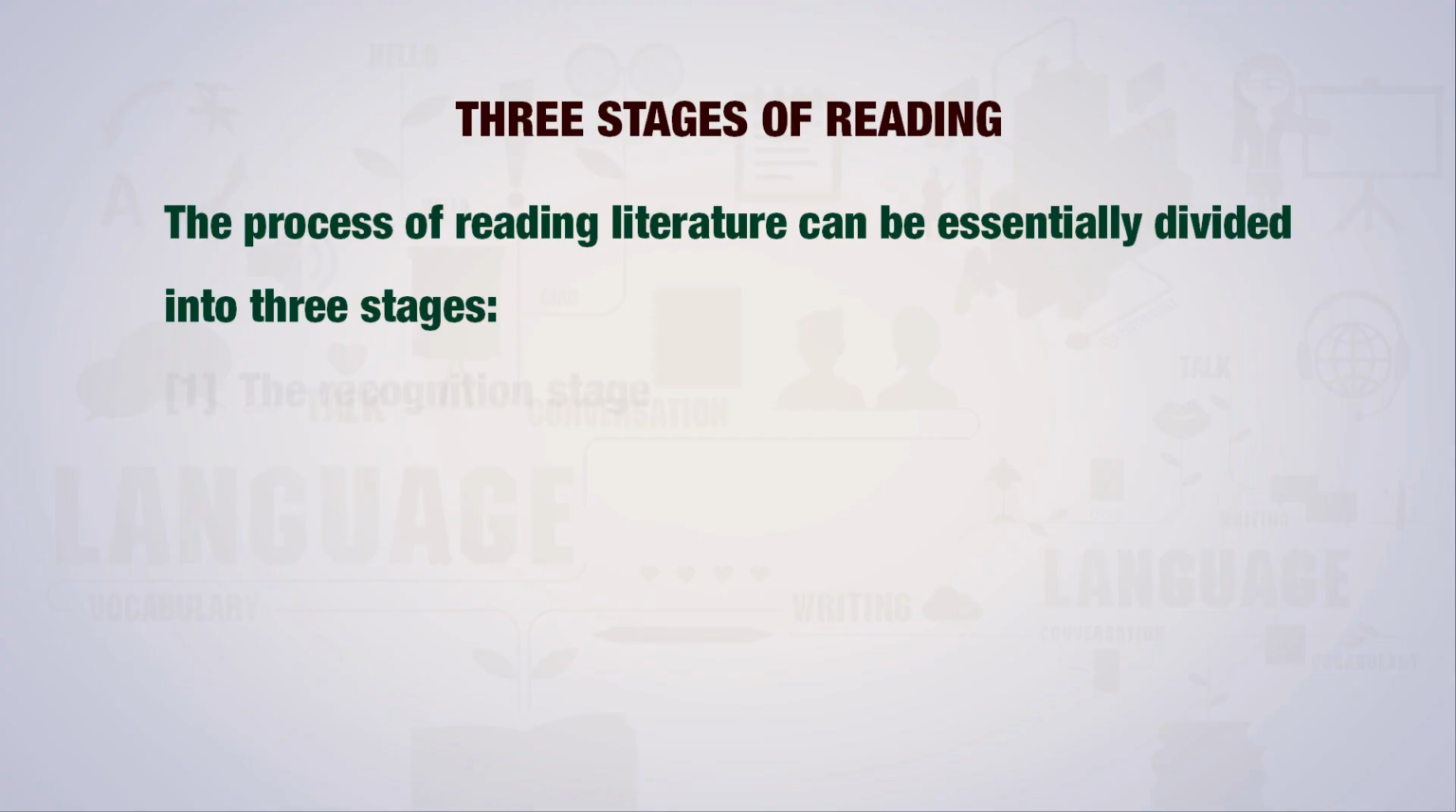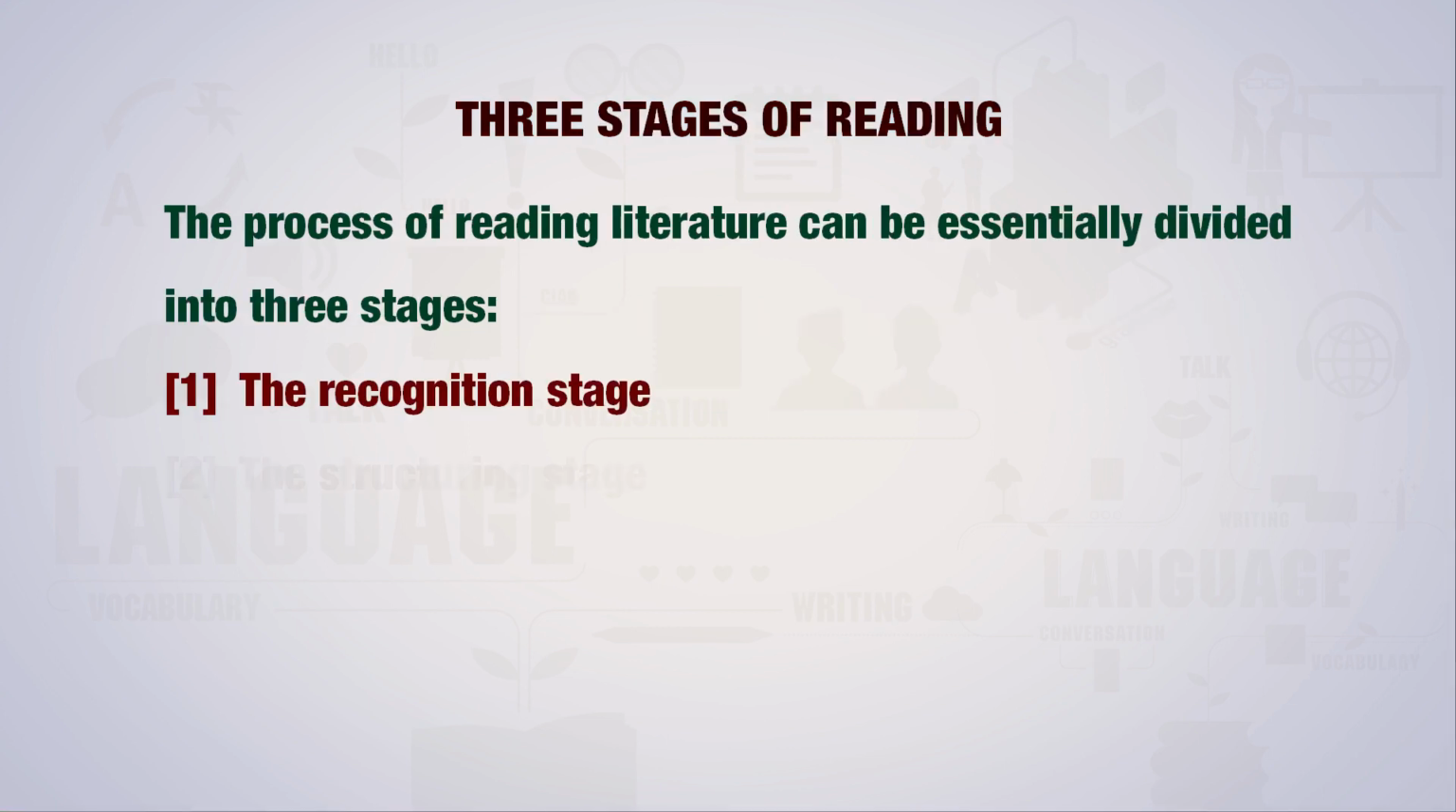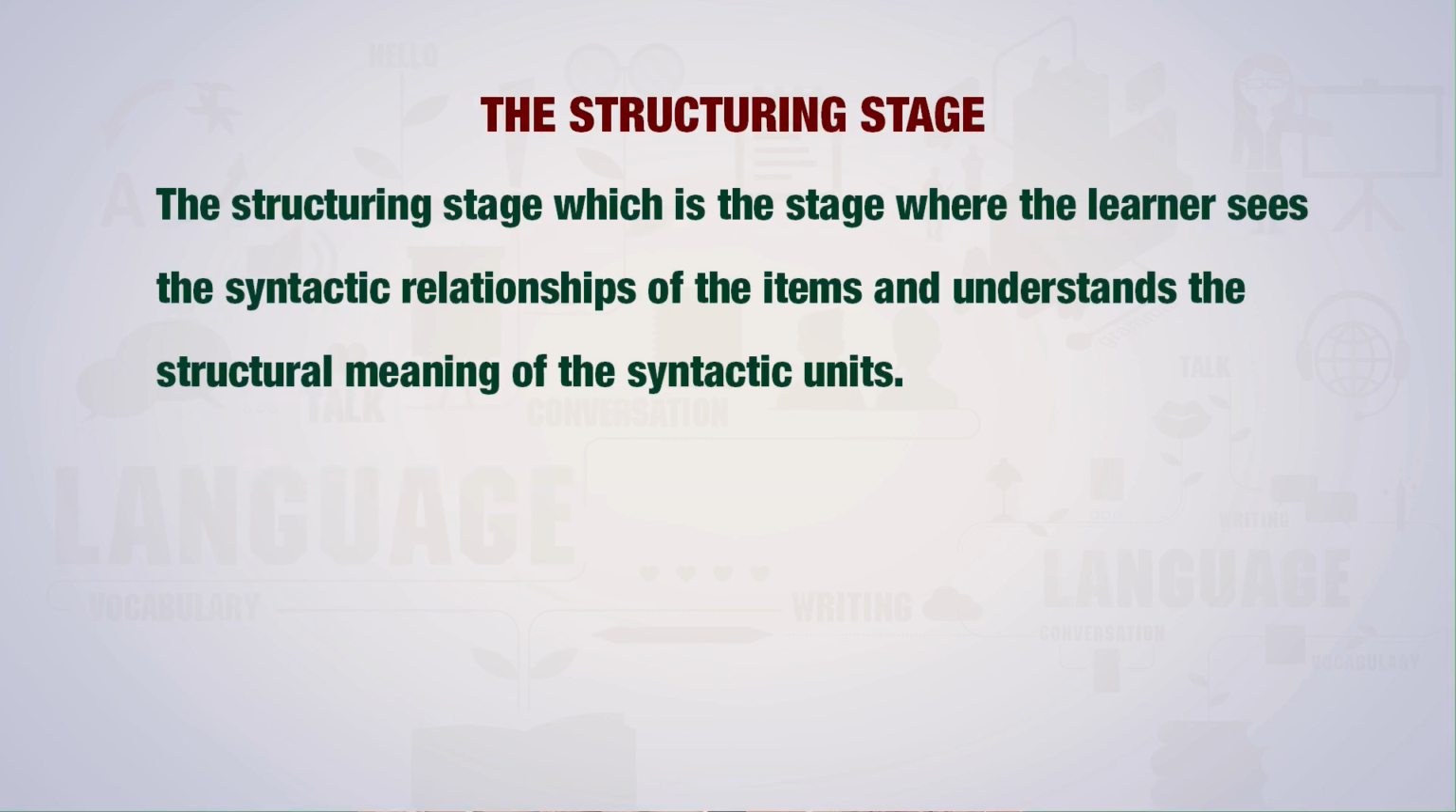They are, number one, the recognition stage, where the learner simply recognizes the graphic counterparts of the phonological terms. Here, the learner recognizes the spoken words in their written form. Number 2, the structuring stage, which is the stage where the learner sees the syntactic relationships of the items and understands the structural meaning of the syntactic units.